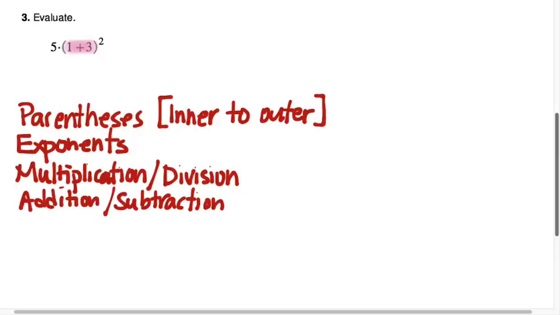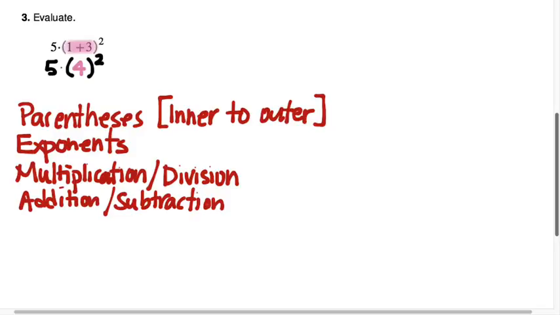So when you add 1 and 3 together, you end up with a 4, and our expression looks like this. Now my question is, well, we still have parentheses here. How do we know what to do next?